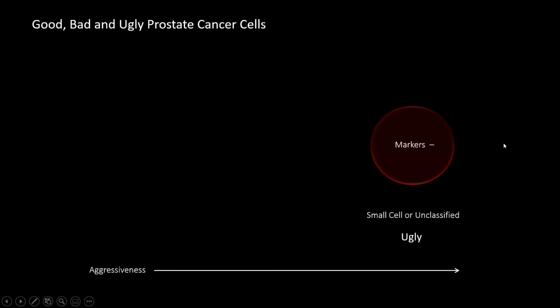Another thing that's really terrible to see in a biopsy is small cell or unclassified prostate cancer. I call these the ugly, the good, the bad, the ugly, Clint Eastwood, right?